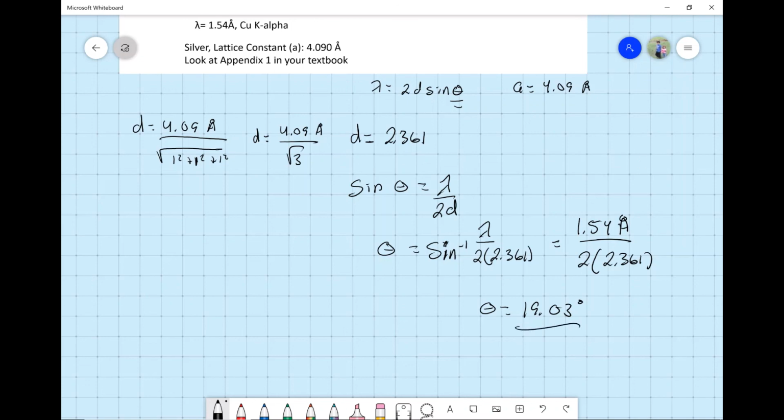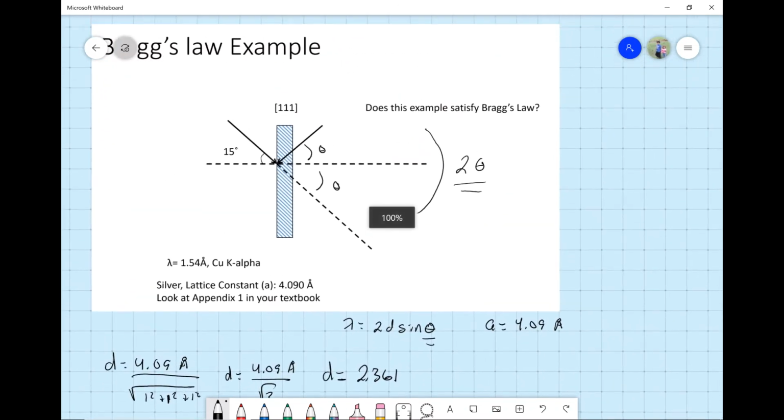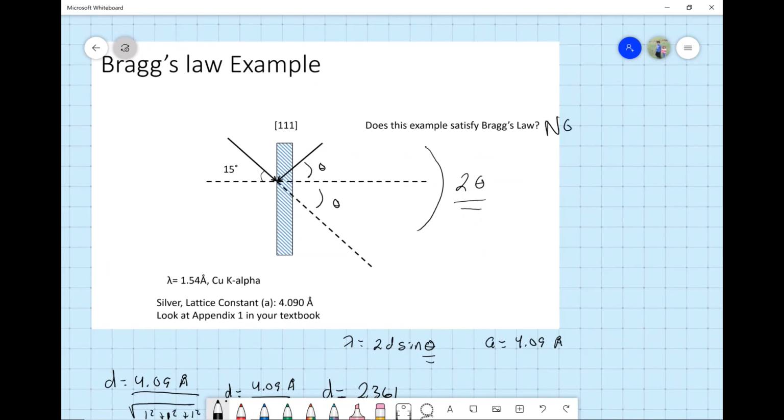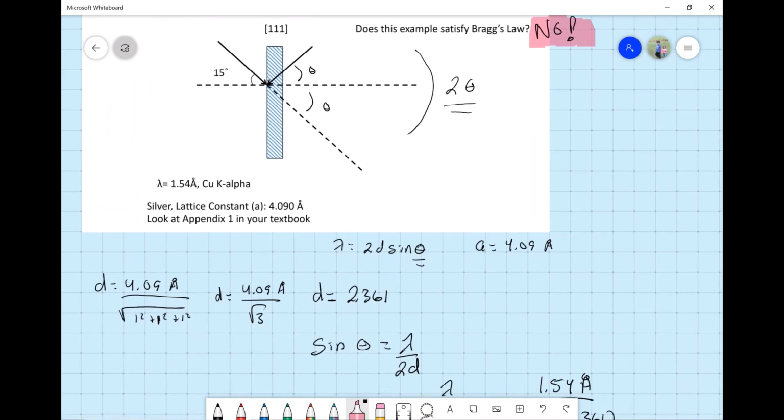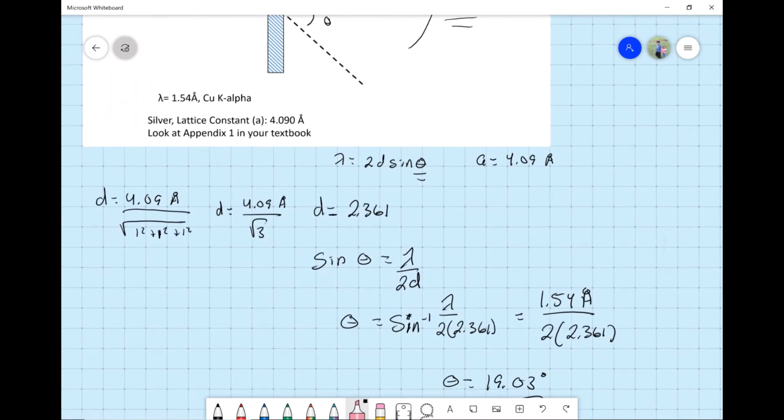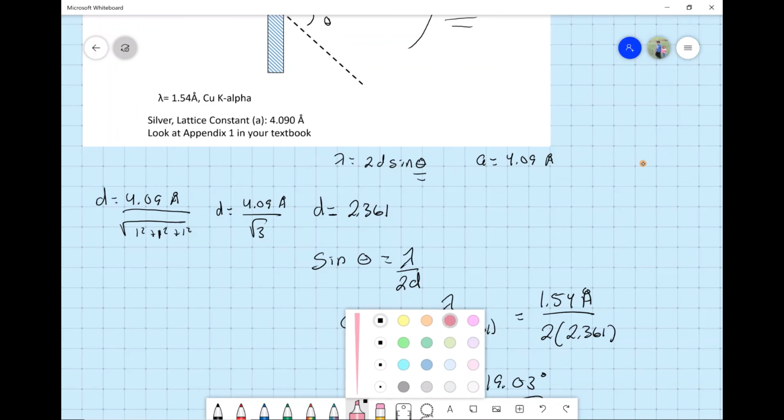So this does not solve Bragg's law. It does not solve Bragg's law. So thinking ahead, what angle would solve Bragg's law? We kind of already did it. The angle we actually got, 19.03, would actually solve for Bragg's law.